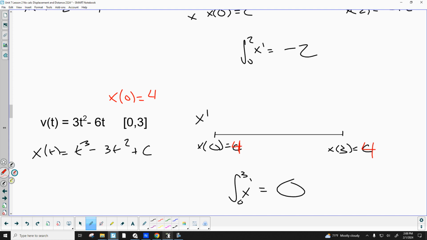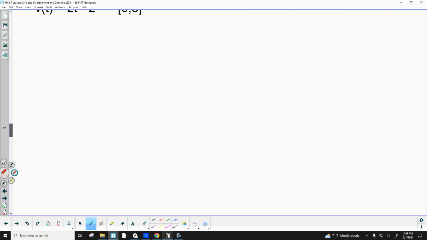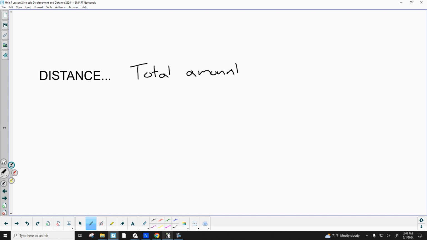Now, this is where we need to start talking about distance. Distance is total amount traveled. We saw on the last example that my displacement was 0, but we know that we moved. Let's examine how much we moved. That's distance.